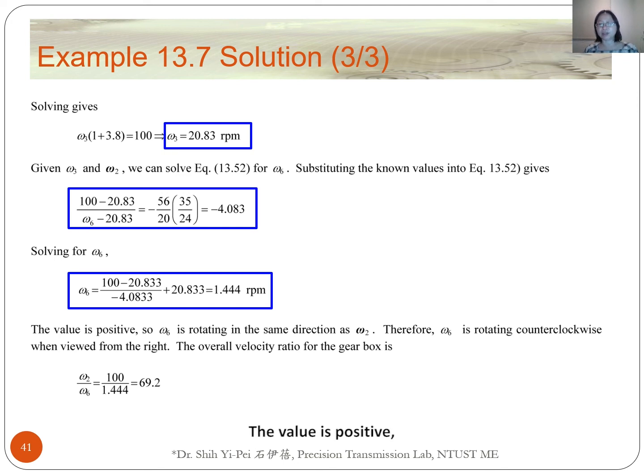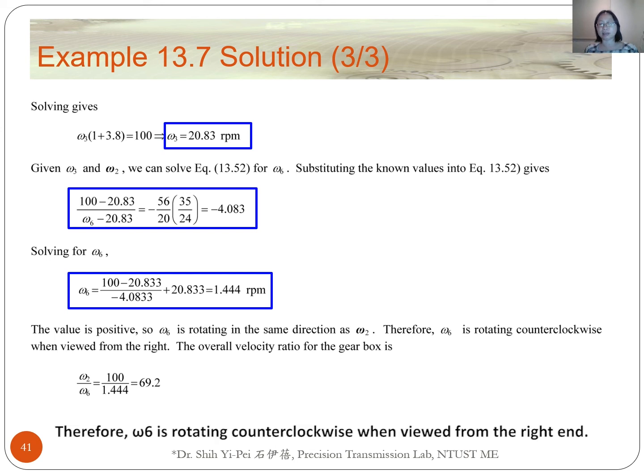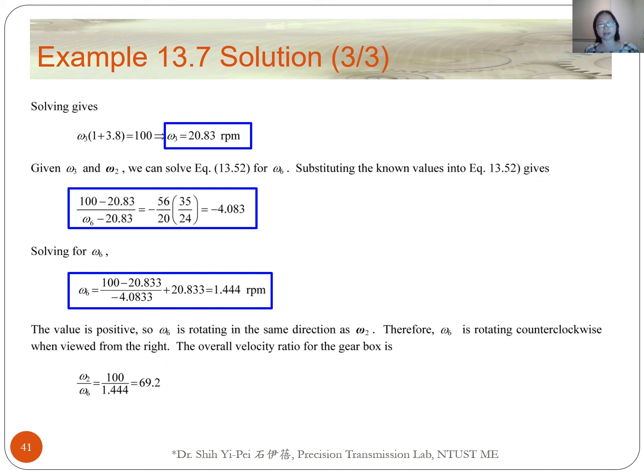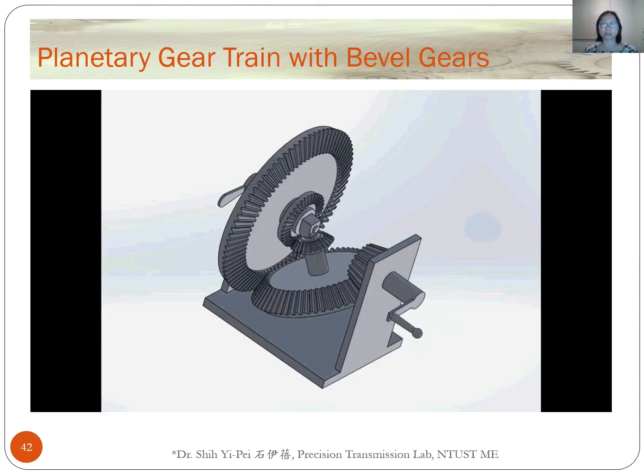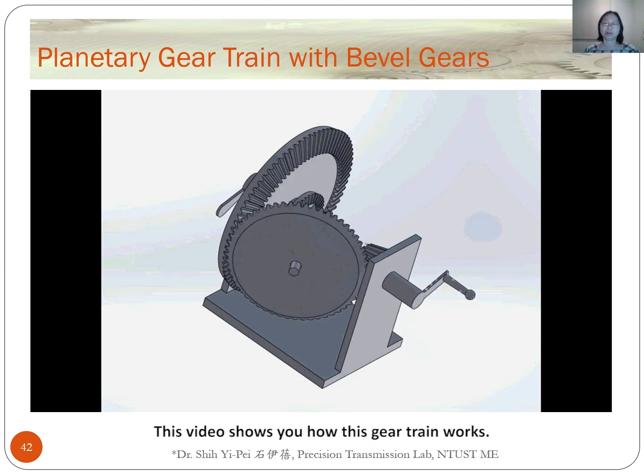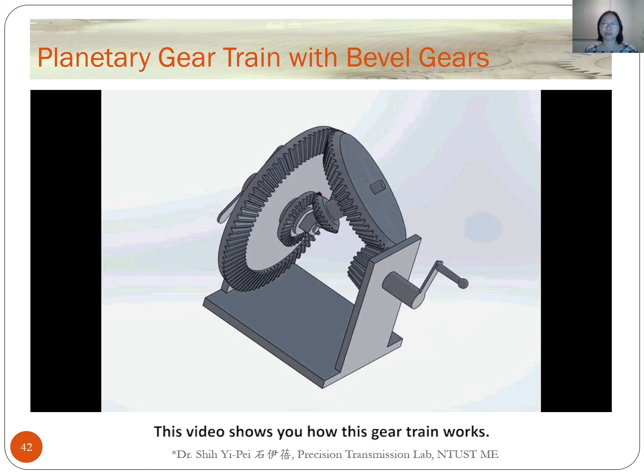The value is positive, so omega 6 is rotating in the same direction as omega 2. Therefore, omega 6 is rotating counterclockwise when viewed from the right end. This video shows you how this gear train works.